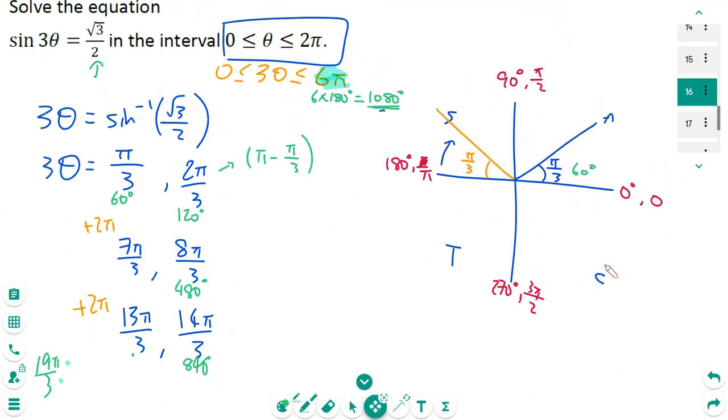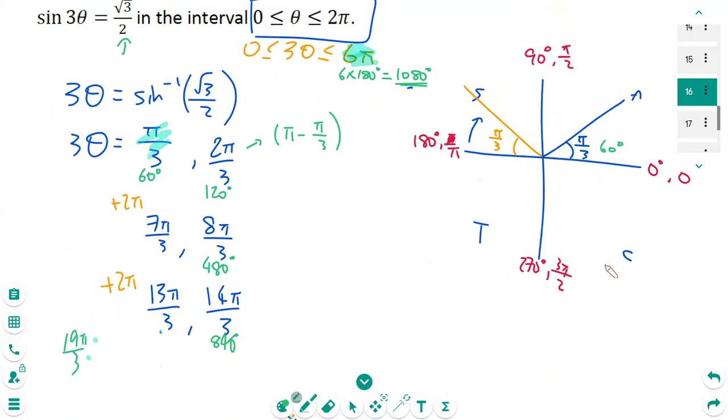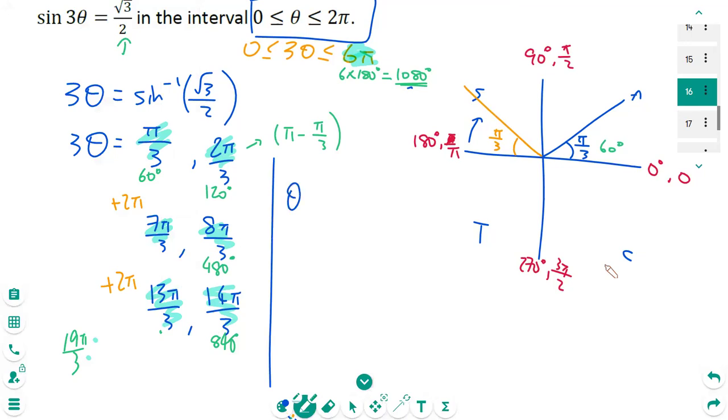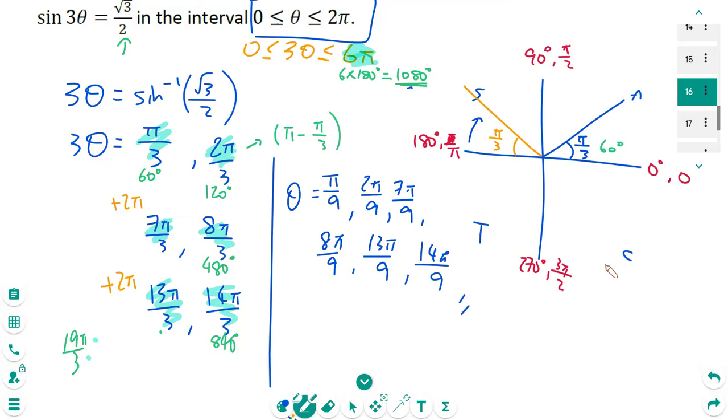We have 6 of the answers that we need, but that's in 3 theta, don't forget. So what we need to do is divide everything by 3. Therefore, theta equals pi over 9, 2 pi over 9, 7 pi over 9, 8 pi over 9, 13 pi over 9, and 14 pi over 9. Right, 6 answers. If you're happy with this, next one.